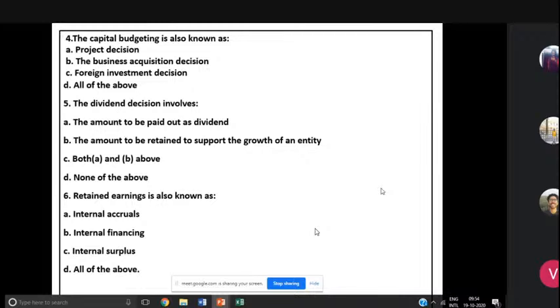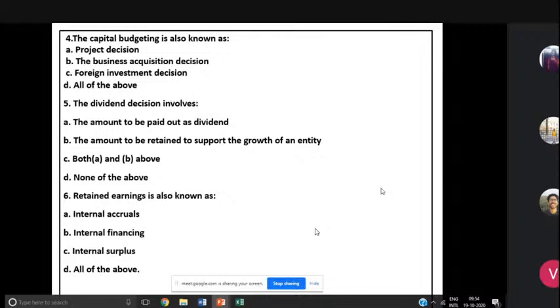Okay, now many will make the mistake in question number 5. Because you have studied dividend denotes part of profit. But when you write the answer, please make a note. The answer will be C there. Dividend decision involves the amount to be paid out as dividend plus the amount to be retained to support the growth of an entity. Therefore, the answer will be C rather than A. Both A and B. What can be the logical reason? Let us say your profit after tax is 100 CR. Dividend is 25 CR. Balance to be retained should be 75 CR. I think that is clear.